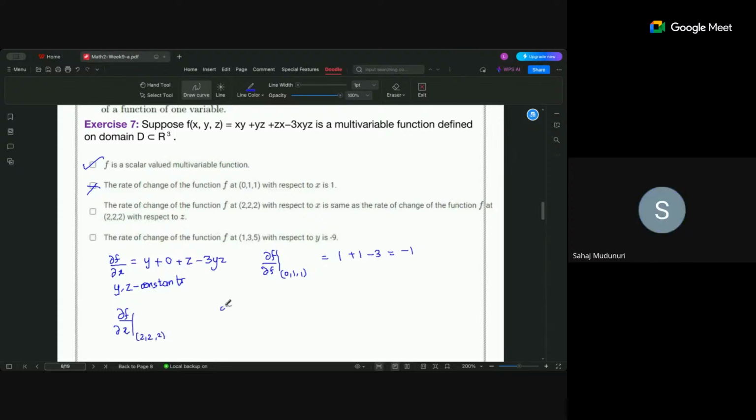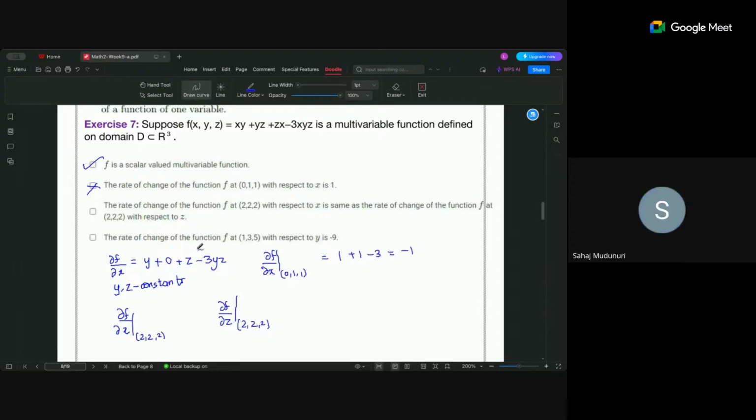Ma'am, I did not understand the second option. Okay, for the second option, I put ∂f/∂x. We are simply calculating the partial derivative of this function with respect to x. With respect to x means y and z are constants. So now this y is just a number. Suppose imagine it is 5, then when you find the derivative of 5x, it is simply 5, right? So that is what we have done here.